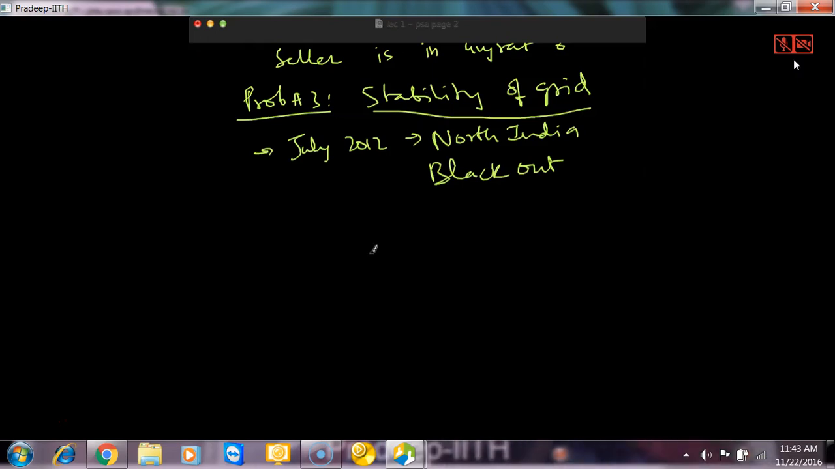In an electrical network, all the time the supply and load balance needs to be maintained. And if the balance is not maintained, some of the lines get overloaded and then the grid will be unstable. So how to address the stability of the grid? This is also something we will cover in this course.